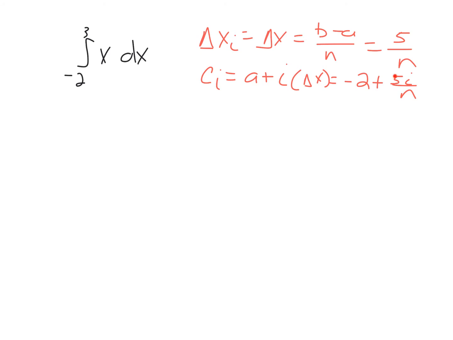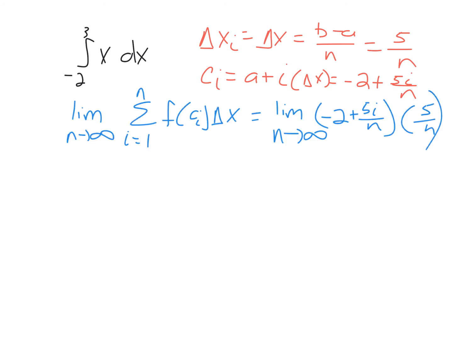So 5i over n plus negative 2. We need that in order to start. So I'm going to write my limit next. What I did here is I wrote my limit as n approaches infinity of the summation of f of ci times delta x. So I plugged in f of ci.